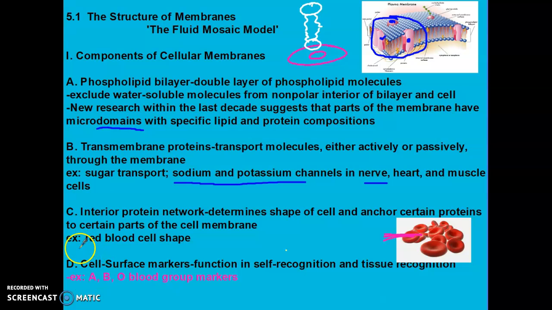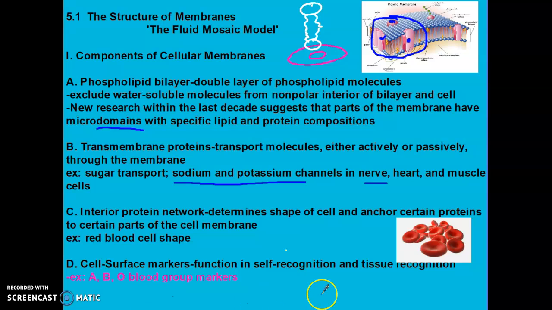So like the shape of red blood cells, which I actually have over here, I always say they look like a donut, but the hole doesn't go all the way through, and that's because the nucleus dies off in them. But that shape is pretty important for carrying oxygen and also nutrition through your body. So that shape of red blood cell is important, and there's interior protein network that helps it keep that shape.